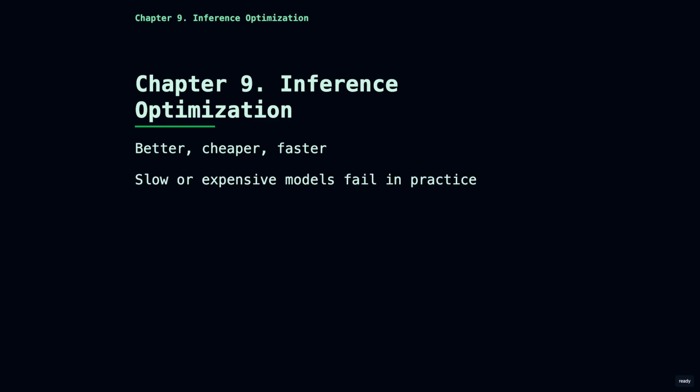A model can be technically good and still be unusable if it's too slow or too costly. In real systems, delay and expense directly affect user experience and whether the model is worth deploying at all.